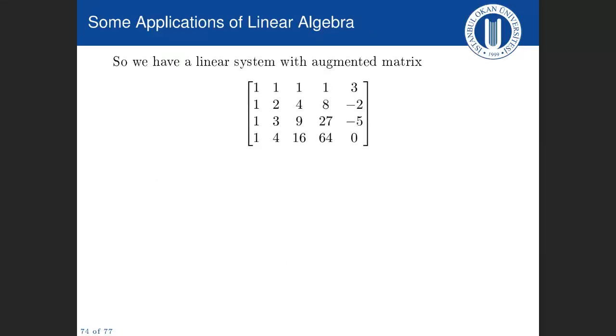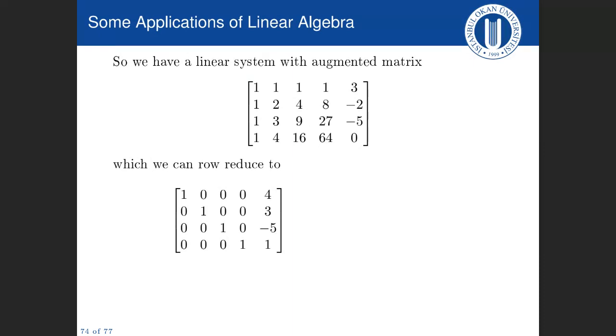So again, we have a linear system. This time I've written it in the form of an augmented matrix. You know how to solve augmented matrices. You know that we should row reduce this, and I'll just give you the answer. We can row reduce this augmented matrix to 1 0 0 0 4, 0 1 0 0 3, 0 0 1 0 -5, 0 0 0 1 1. So of course a0 must be 4, a1 must be 3, a2 must be -5, and a3 must be 1.